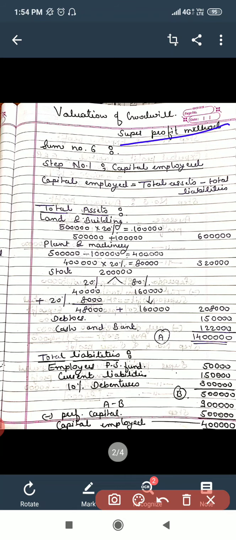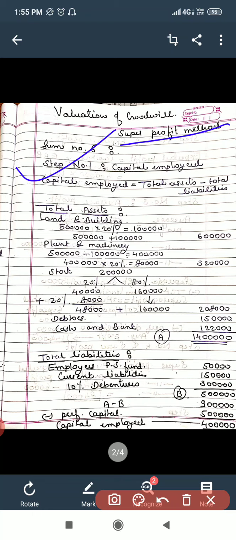Okay, before we start with our sum, let me revise the steps which we have to follow for the calculation of goodwill. Step number 1, capital employed. Number 2, expected profit. Number 3, average profit. Number 4, super profit. And number 5, valuation of goodwill at the last. Okay. So step number 1 is capital employed.